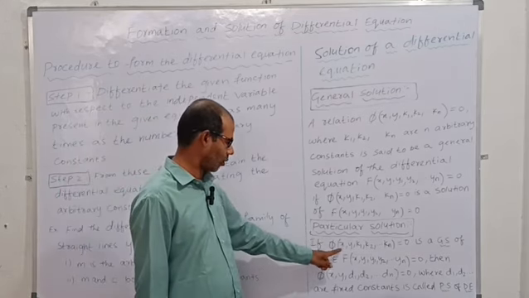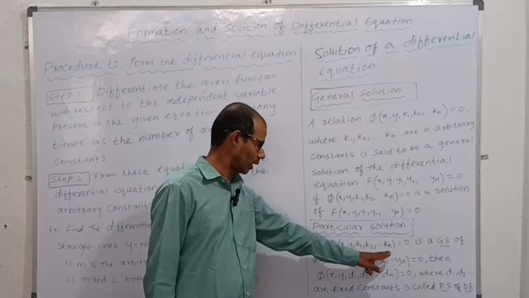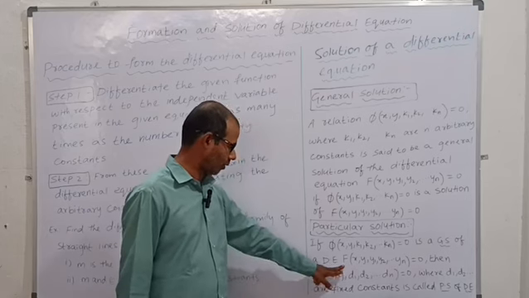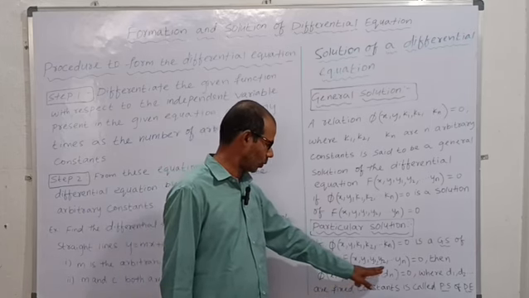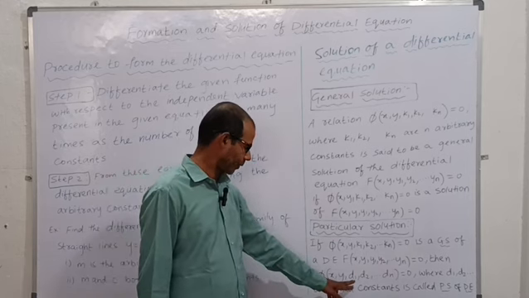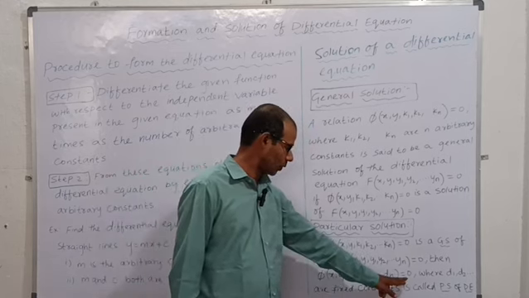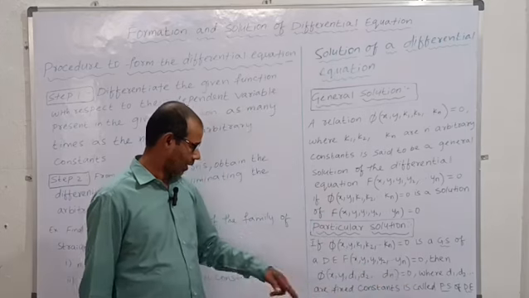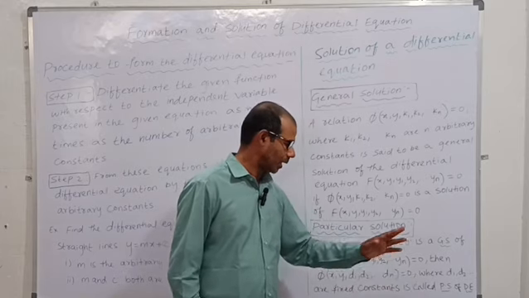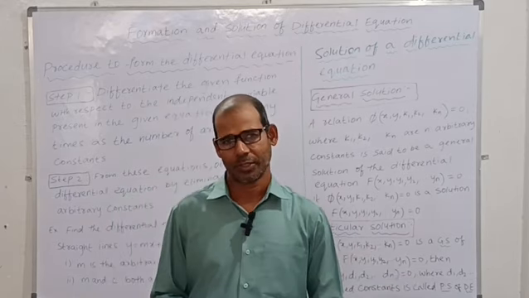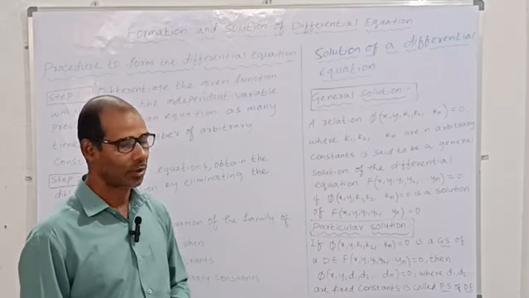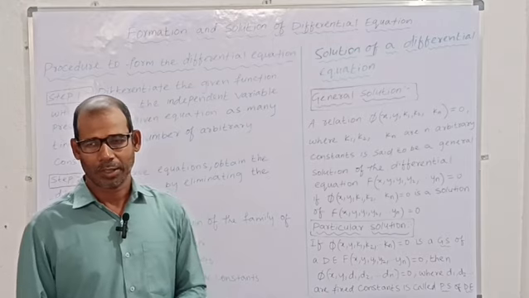Now coming to the particular solution. If phi of x, y, k1, k2, so on kn equals 0 is a general solution of the differential equation f of x, y1, y2, so on yn equals 0, then phi of x, y, d1, d2, so on dn equals 0, where d1, d2, so on dn are fixed constants, is called the particular solution of the given differential equation. So these are the different types of solutions for the differential equation.